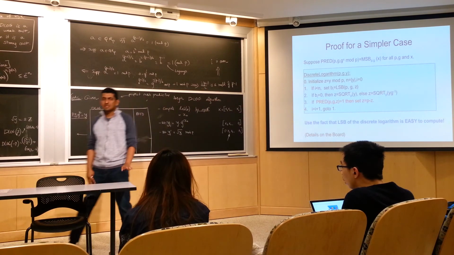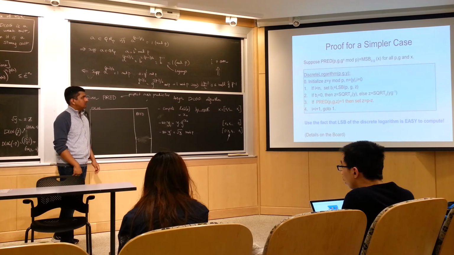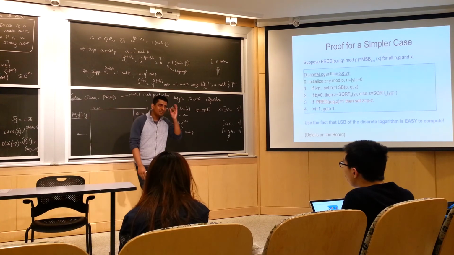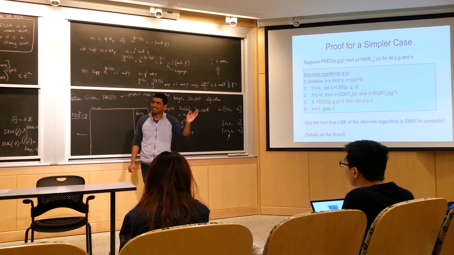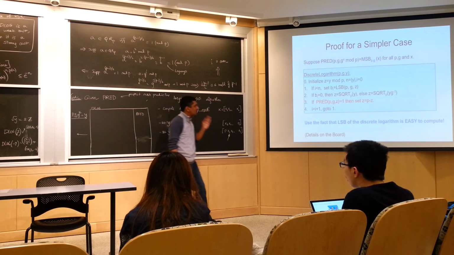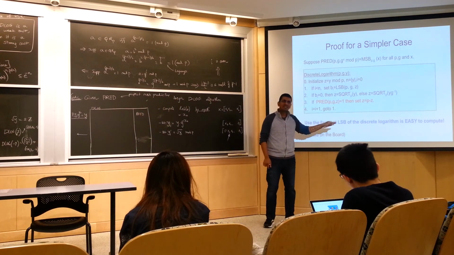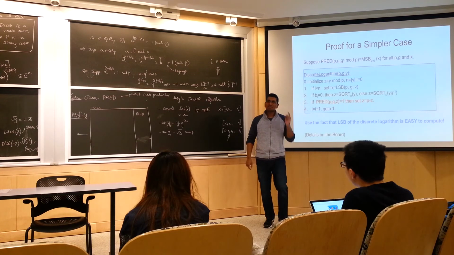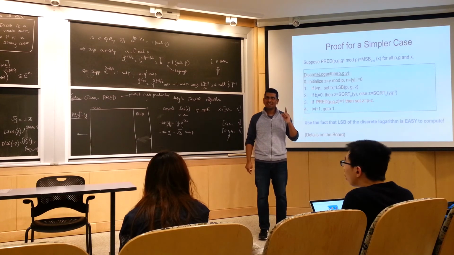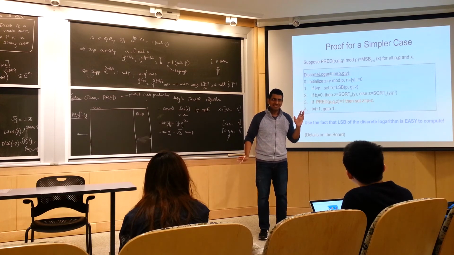Yeah, does this make sense? Good. And the beauty of this is that, well, several things. One thing is that it actually uses the fact that the least significant bit is easy to compute to show that the most significant bit is hard to compute. Nice, yes?